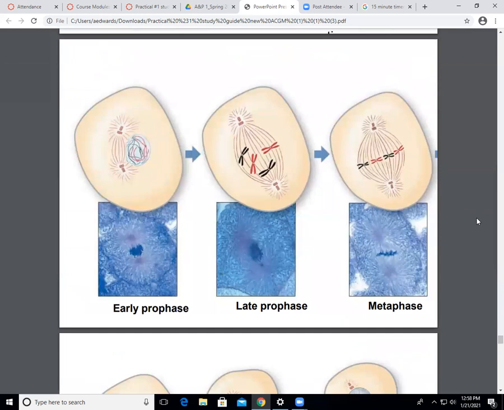So to review, most of the time the cell is in what phase? Interphase. What's the first part of interphase? G1, gap 1. What happens there? Well, before we hit DNA synthesis, what do we have to do? We got to copy all of our cellular contents, right? What's after that?